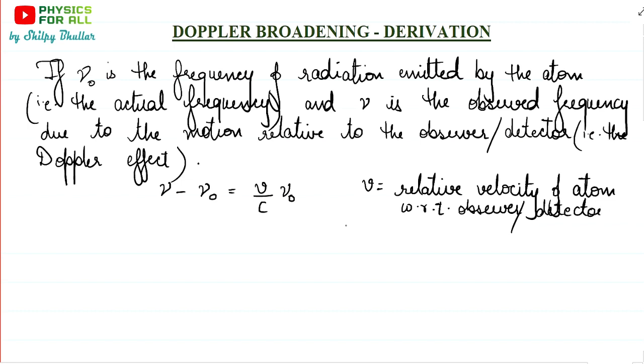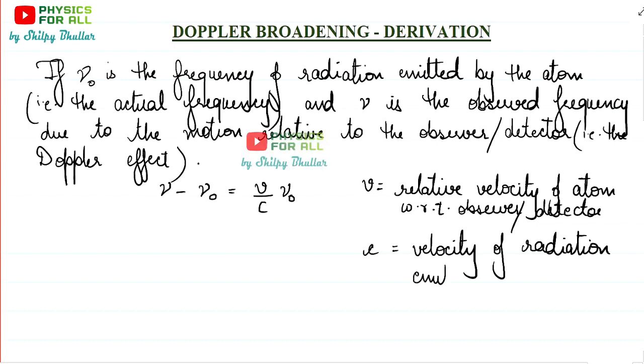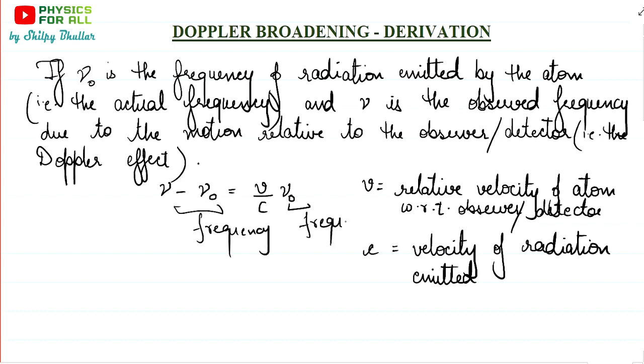Then we have C, which is the velocity of the radiation emitted. Whatever the frequency of the photon being emitted, the velocity of that photon, because obviously that photon is also moving, would be C. So both V and C are velocities, so their units get cancelled, and we have frequency on both sides. Here also frequency and here also frequency is left. So the right-hand side is equal to the left-hand side, which means it's totally okay.